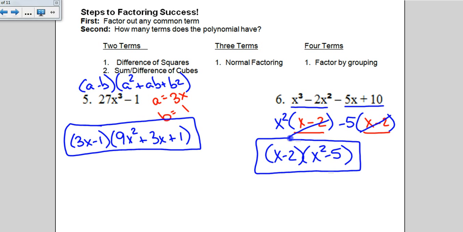Now, I warned you on another problem that sometimes this term is going to factor again if it's the difference of squares. Well, 5's not a perfect square, so don't worry about it. But sometimes it will show up where you factor another layer into this problem.